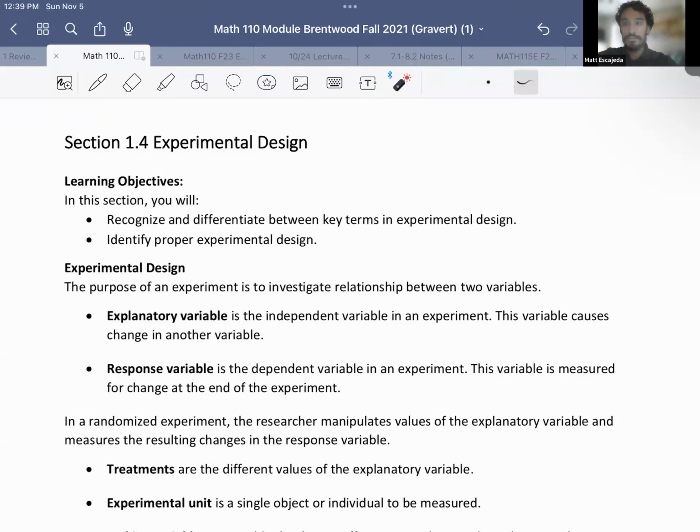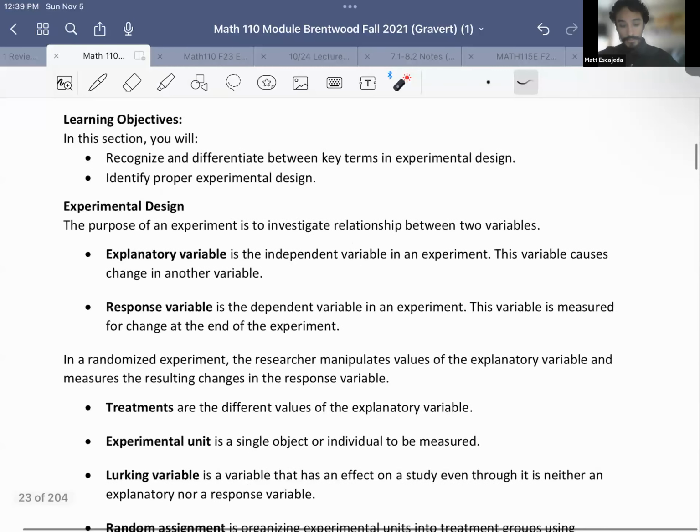So in this section, we will be recognizing and differentiating between key terms in an experimental design. We will identify proper experimental design. And so our first topic is experimental design. So the purpose of an experiment is to investigate the relationship between two variables.